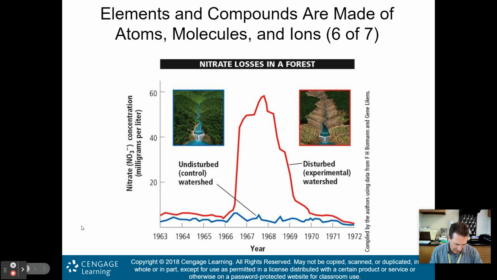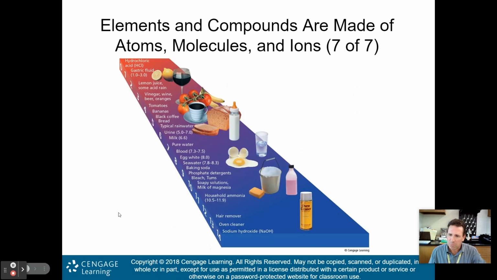This was just nitrate loss. Nitrate is a compound. And this was just more results of that experiment we started the chapter with about the forest in New Hampshire. Again, just showing how much of that nitrate was lost in the disturbed watershed, or at least how much was actually increased and then lost. So we lost it, then we increased that nitrate, and then it ended up going down again in that disturbed experimental watershed. So again, just some information going with that previous case study.